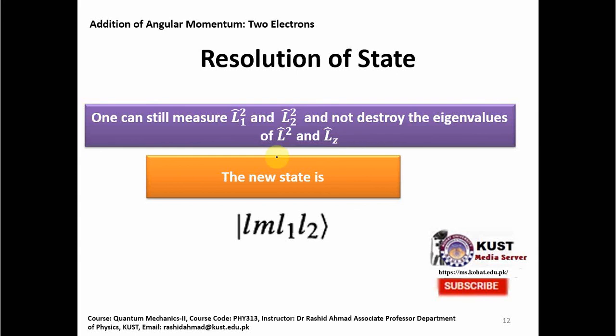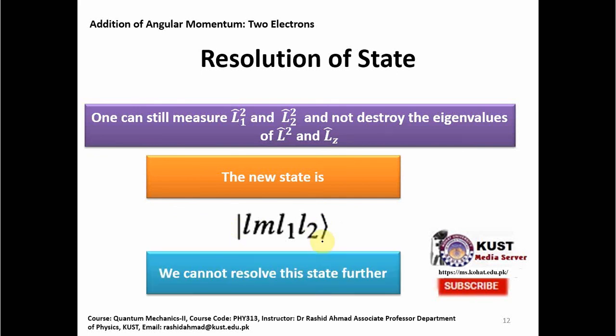So the new state is this one. Now we can bring in L1 and L2 along with L and M. L and M were already there, but now we can bring in L1 and L2, and this will not affect them. But this state may not be further resolvable. We cannot resolve this state further, because if we bring in any other operator, it might not commute with this.